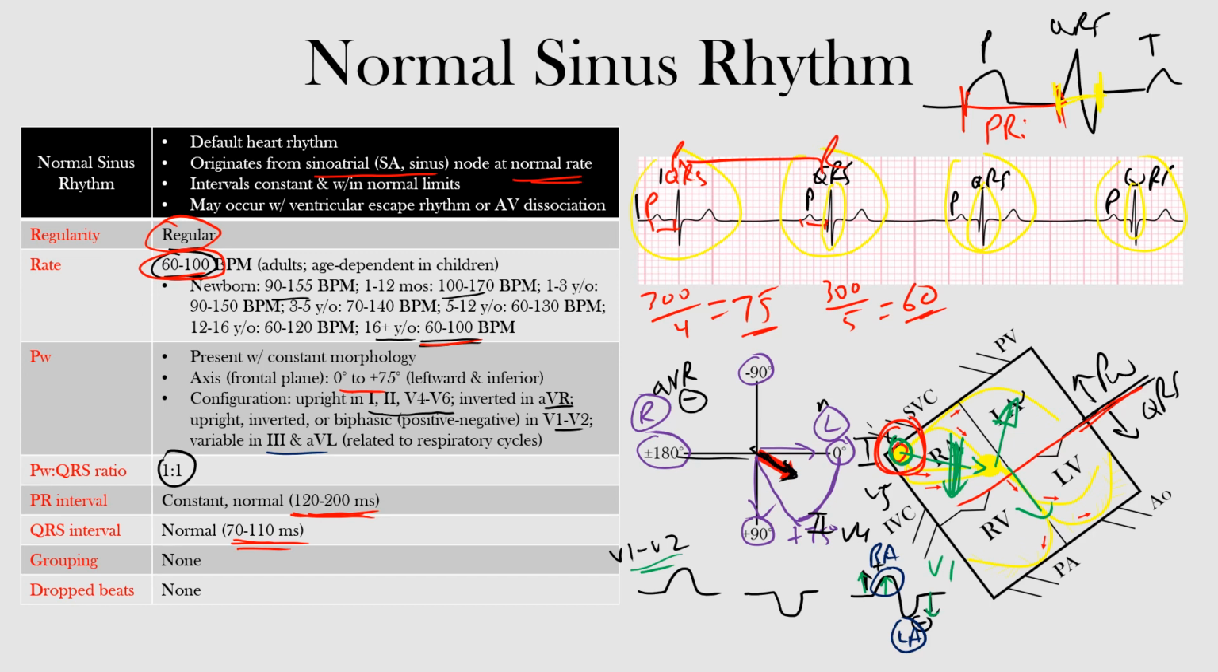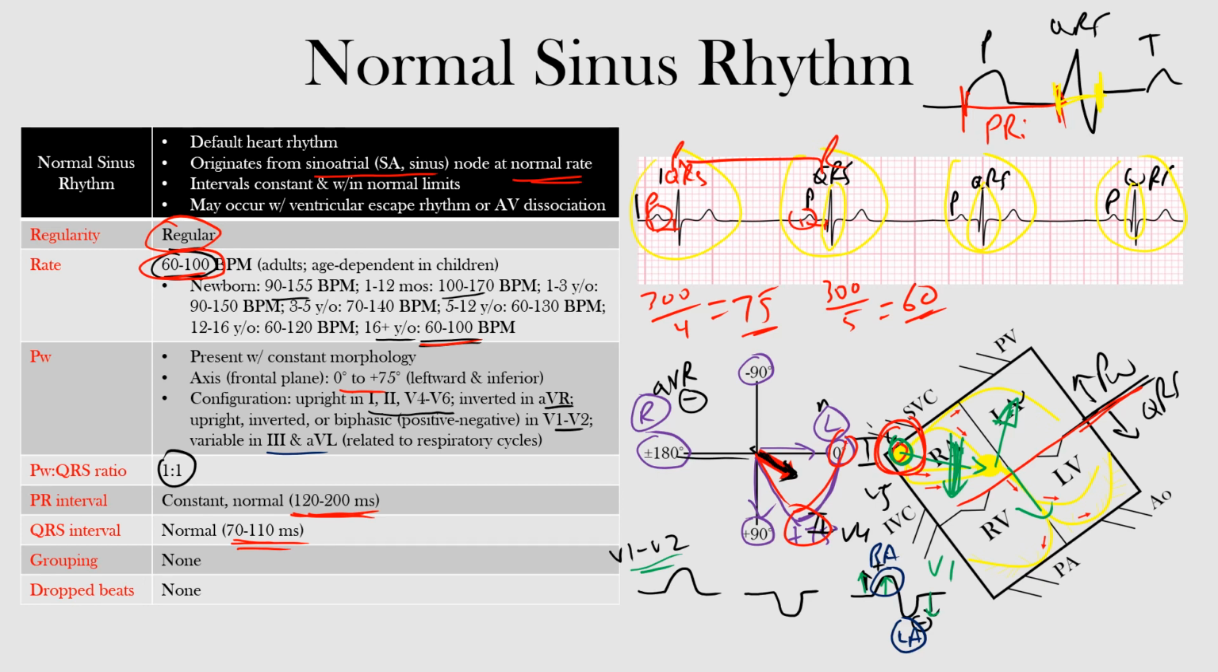The P wave morphology should be constant and the same as we saw throughout these. The P wave axis should be directed between 0 and 75 degrees. Okay, the configuration should be upright in those left lateral leads. Okay, 1, 2, V4 through V6, inverted in AVR as it heads away from those leads. And we said the right precordial leads could be upright, inverted, or biphasic. If it's biphasic, it'll be positive then negative. Okay, that type of wave. All right, and then variable in lead 3 and AVL.